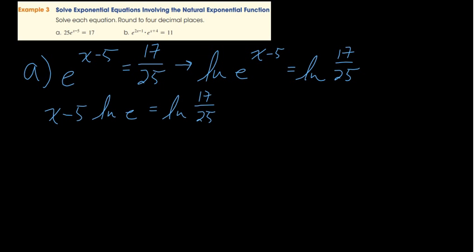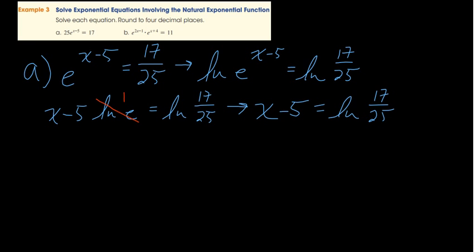Now, if you put into your calculator the natural log of e, they cancel out. One's a logarithm, one's an exponent. They're both involved in the number e, right? So they cancel out, so it just becomes 1. I'm going to put a little mark here and put a 1 there, just to really show. Then we get x minus 5 is equal to the natural log of 17 over 25.